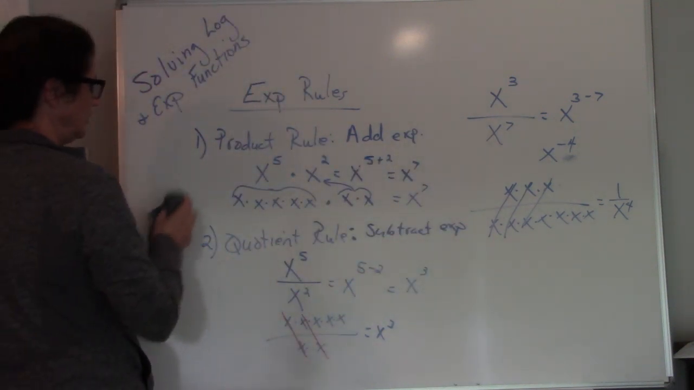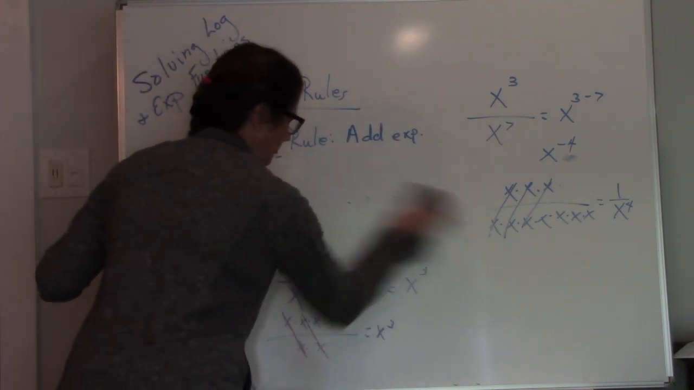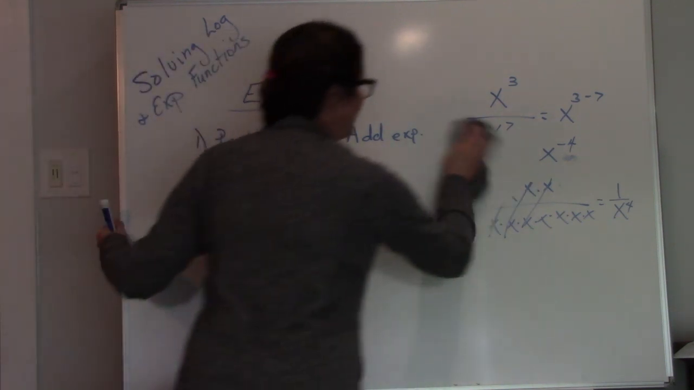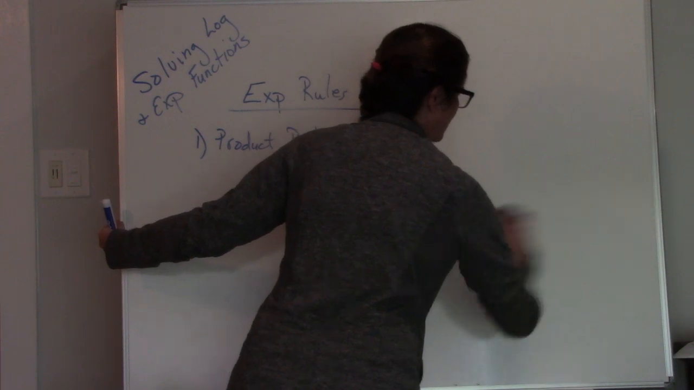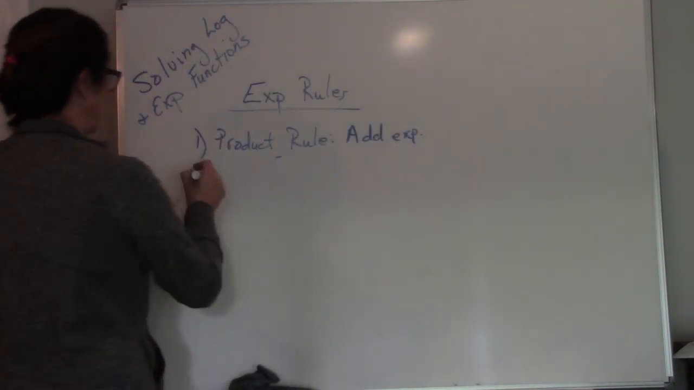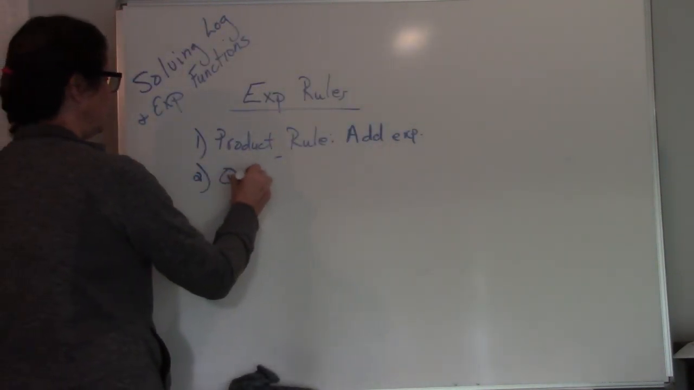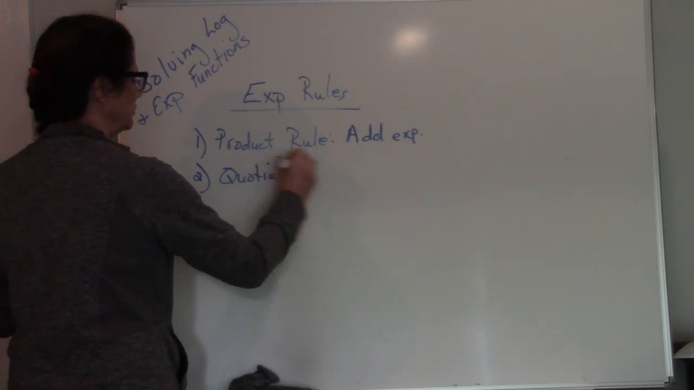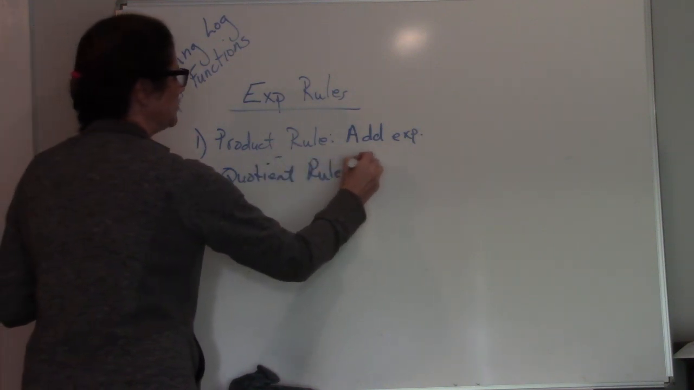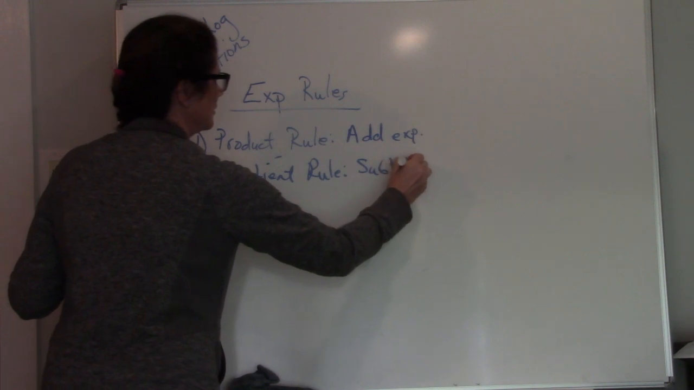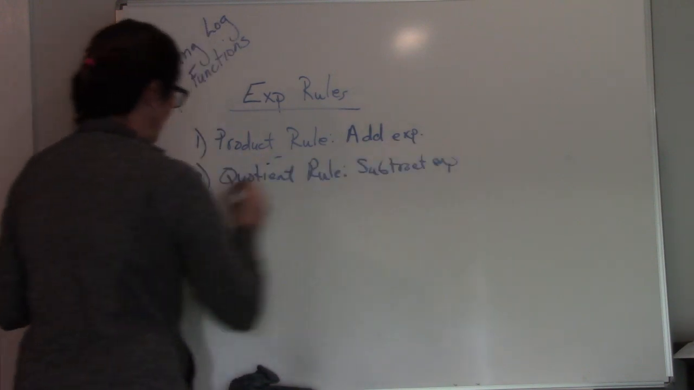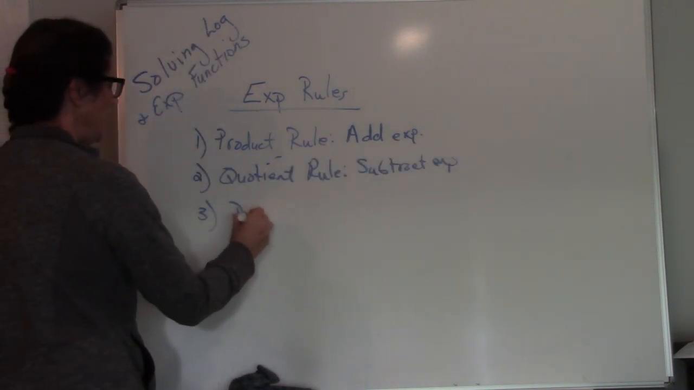Okay, so those are two of the rules. So let me erase. So again, these are exponent rules. So we had product rule, we have quotient rule, which means we subtract our exponents. And then the third rule is what's called the power rule.